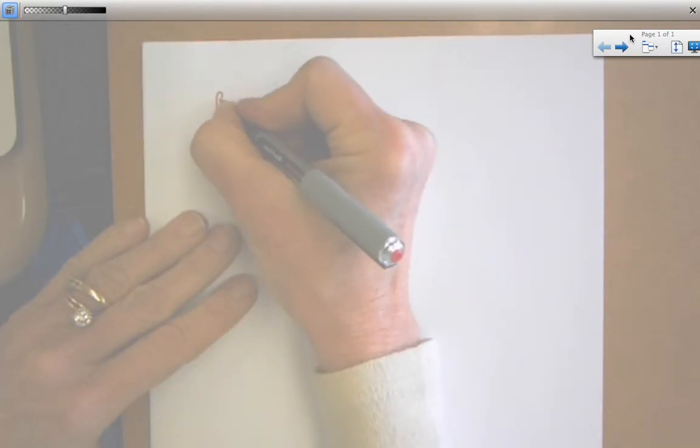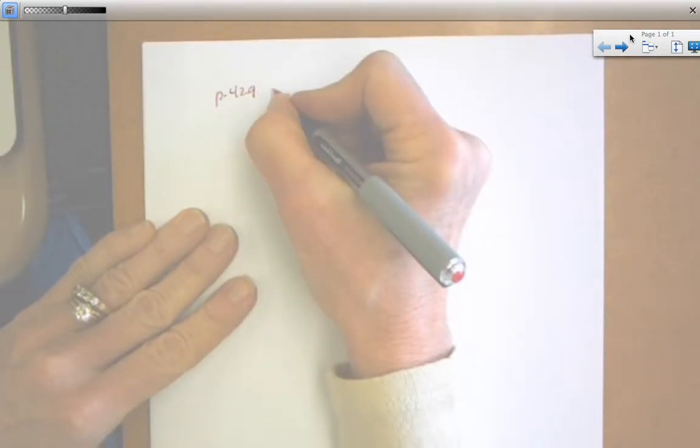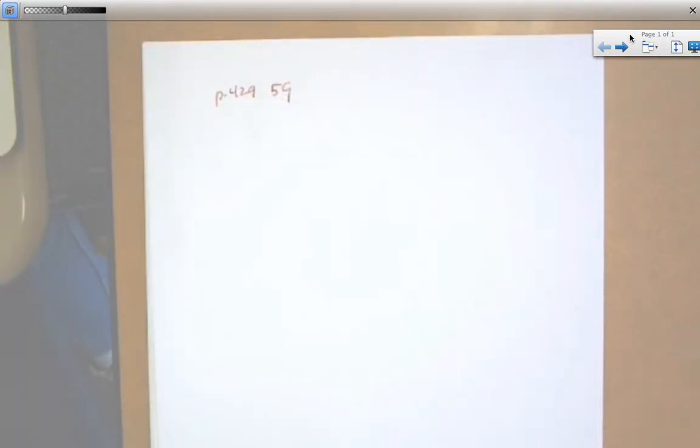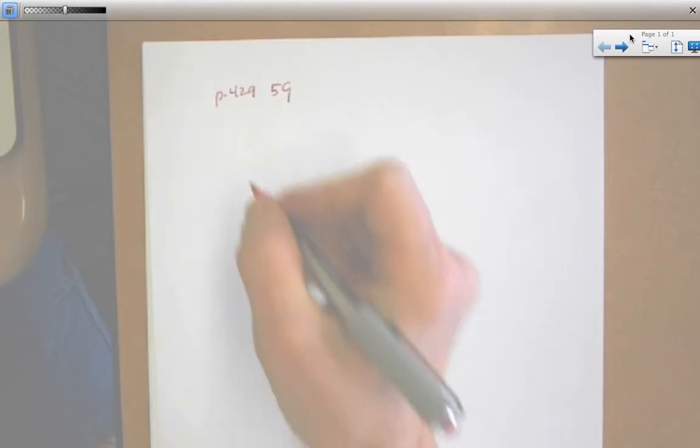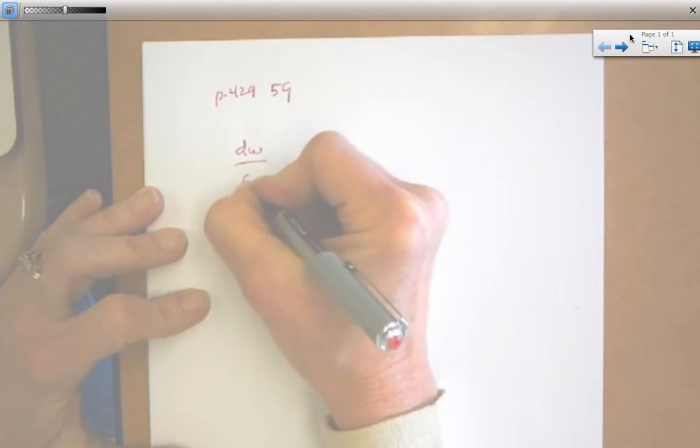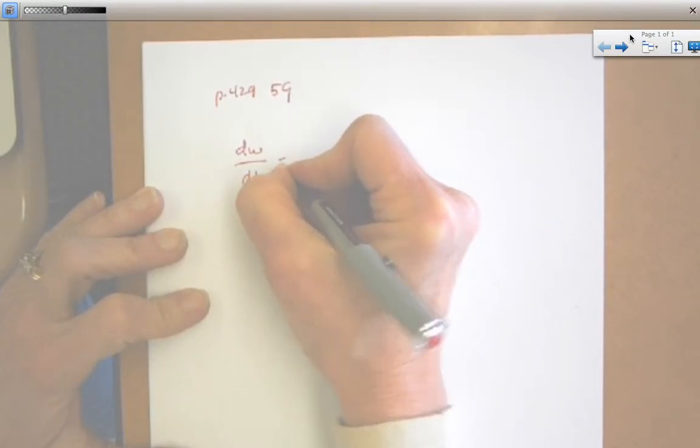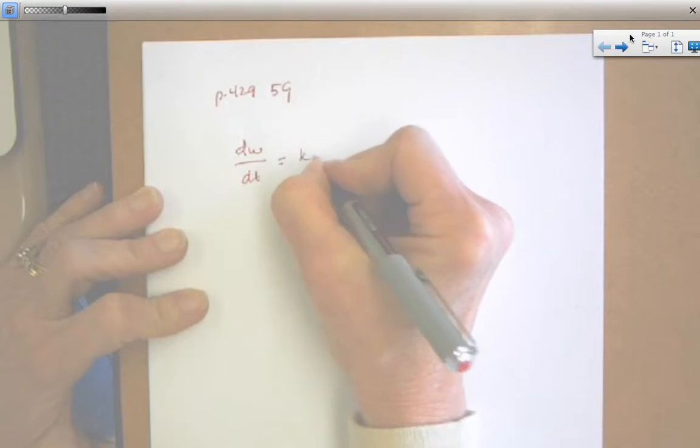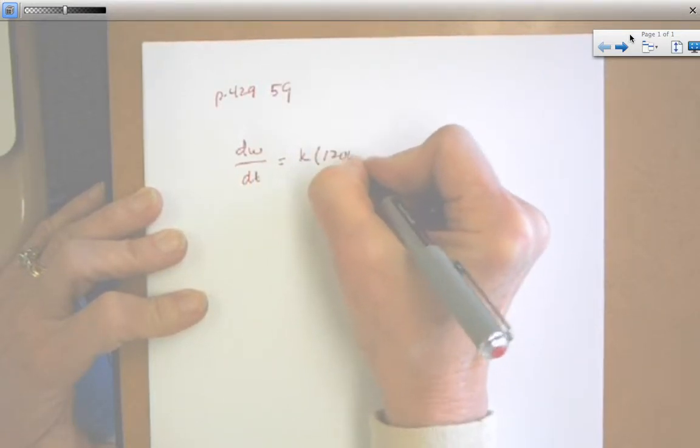Okay, let's start with page 429, number 59. Turning your books to that particular problem, actually it's on page 430, and it has to do with a weight gain of a calf. They give you a differential equation, dW over dt equals k times (1200 minus W).